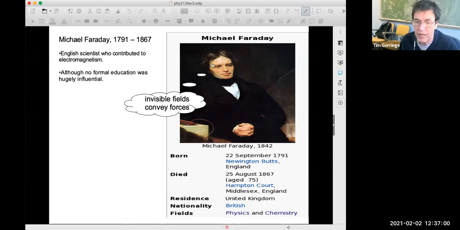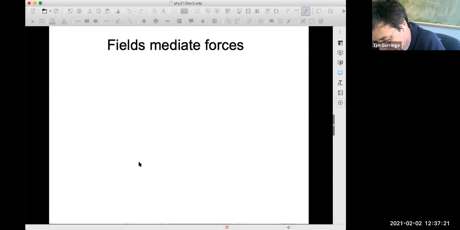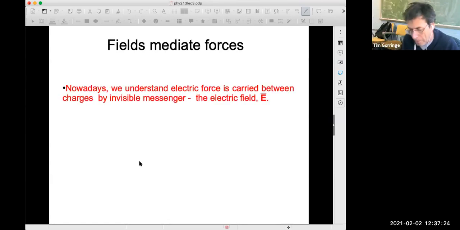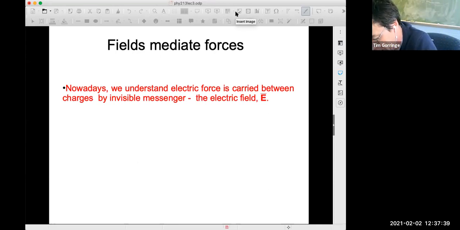And so that was a brand new idea. With that idea, it solved this problem of how one charge experienced the force of the other charge, how one mass experienced the force of the other mass. Those forces were being transmitted, conveyed, carried by fields. So nowadays, we understand that between charges is a kind of invisible messenger called the electrical field transmitting the electrical force. And we give that the symbol, here's the symbol for that electrical field.